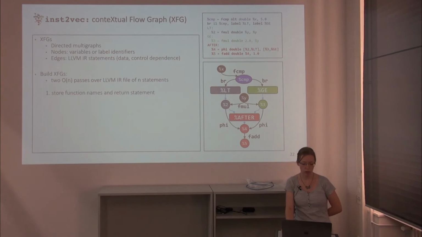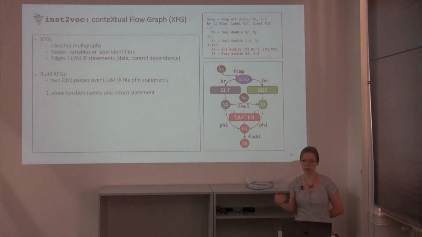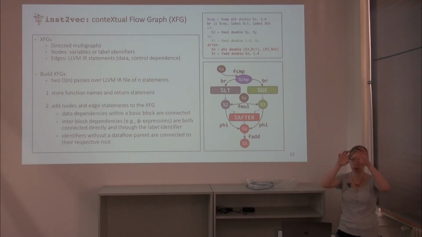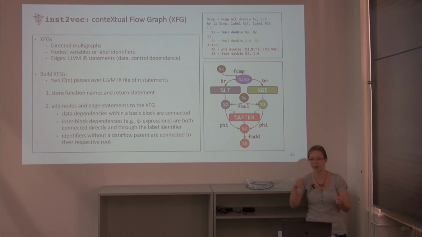The way this XFG is built is simply in 2 O of n passes over the LLVM IR file. In the first pass, we just store function names and their return type, just to have this stored aside. Then we go over the file once more, and from the root node, we add each node which is connected, and we keep this dictionary of functions and return types in order to then make the right connections for return statements.